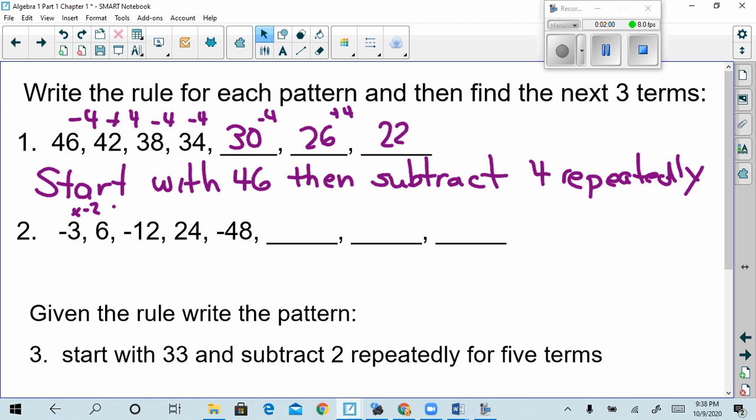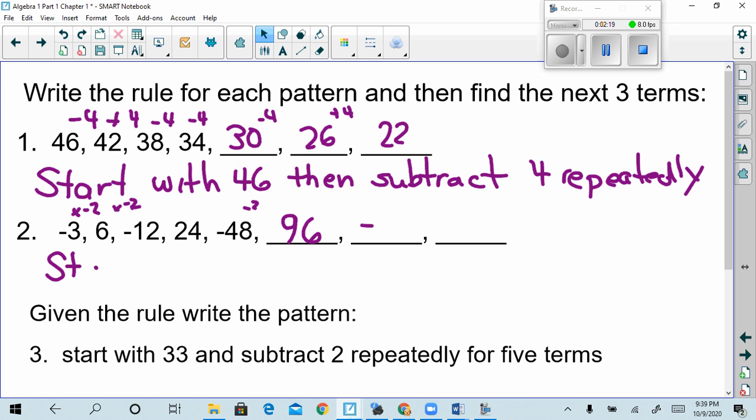So if I keep multiplying by a -2, all right, across the board, multiply by -2, I then will get a positive 96. I'm then going to get a negative, and then I'll get a positive. Finish up the pattern, please.